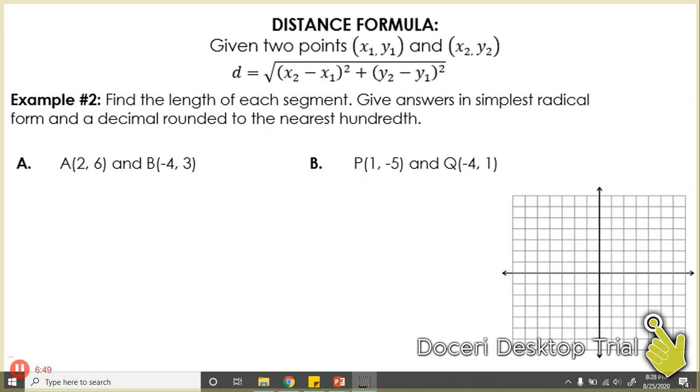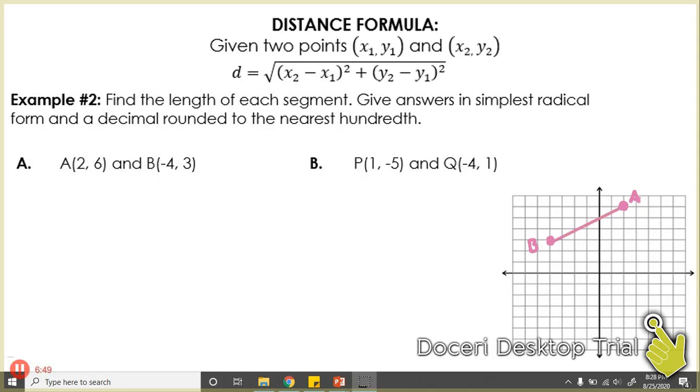So I'm going to take example 2a, and I'm going to plot that on the coordinate plane again. So I'm going to plot 2, 6. I'm going to go right 2 and up 1, 2, 3, 4, 5, 6, and label that A. And then I'm also going to plot -4, 3. So I'm going to go left 1, 2, 3, 4, and up 1, 2, 3. I'm going to label that B, and then connect that with a line.